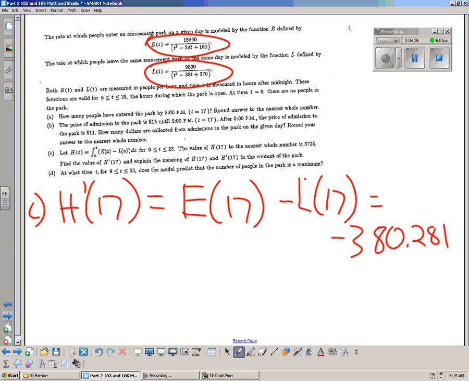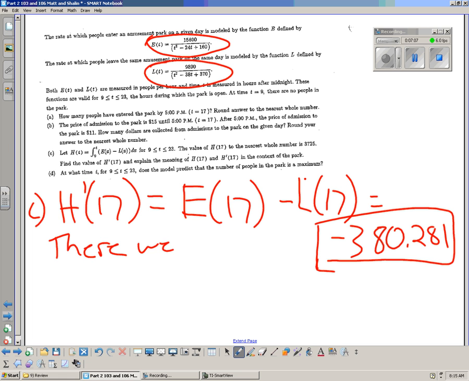And that's not all. See, first time I did it, I skipped, thought that was the answer, circled it. No, that's not right. Well, that is the right answer, but it says explain the meaning of h of 17 and h prime of 17. So h of 17 just means that there were 3,725 people in the park at time t equals 17. And in the scoring, they say it's -1 if you don't reference t equals 17.